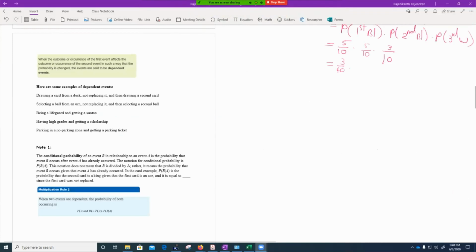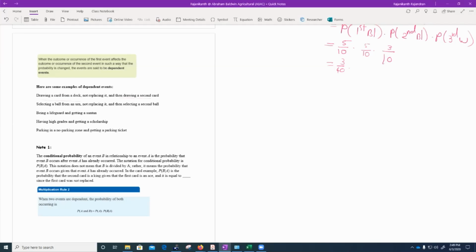When the outcome or the occurrence of the first event affects the outcome of the second event, in such a way that the probabilities now change, these events are dependent events, right? As I said earlier, the probability of one will affect another. So look at these examples of dependent events. Drawing a card from a deck, then you are not replacing, and then you are drawing a second card. So these two events are going to be dependent events, right?